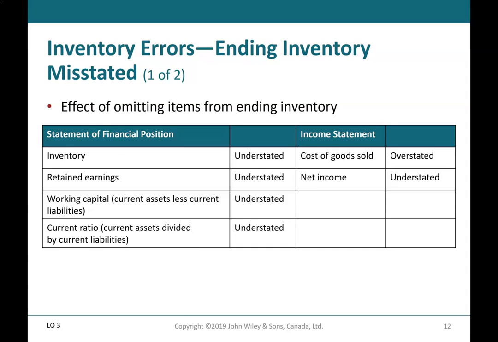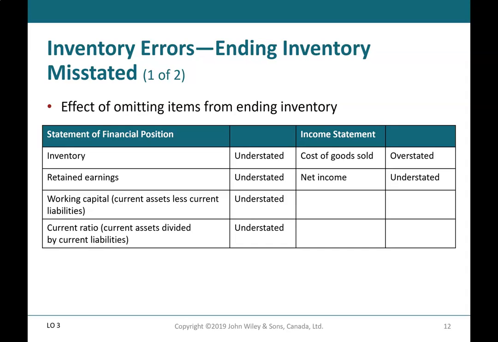Inventory errors. Ending inventory misstated, 1 of 2. Effects of omitting items from ending inventory. Statement of financial position, inventory, understated. Income statement, cost of goods sold, overstated. Retained earnings, understated on the statement of financial position, and on the income statement, the net income is understated.